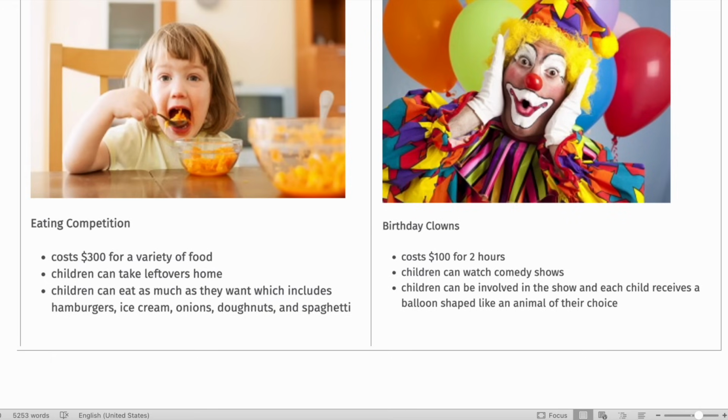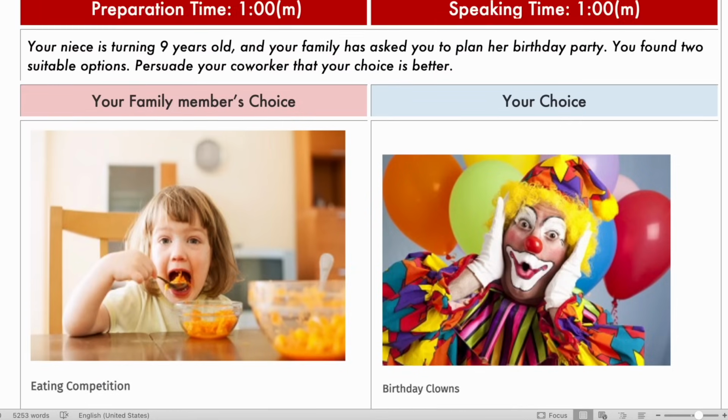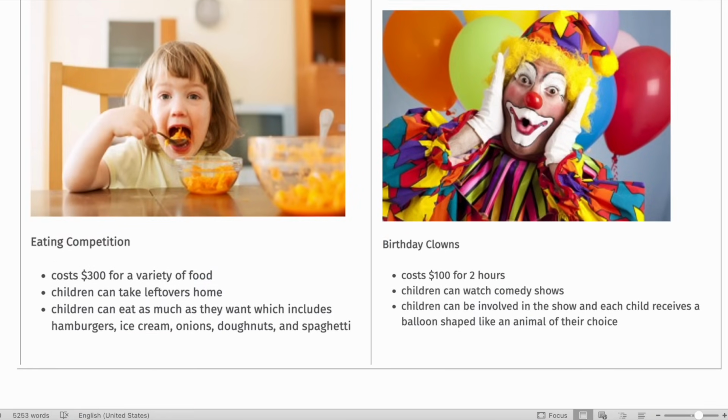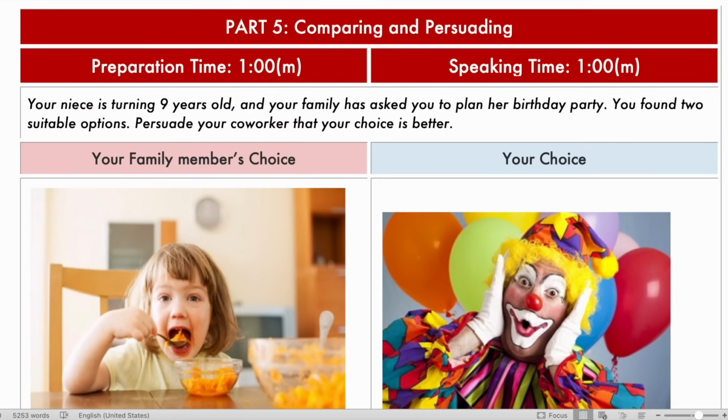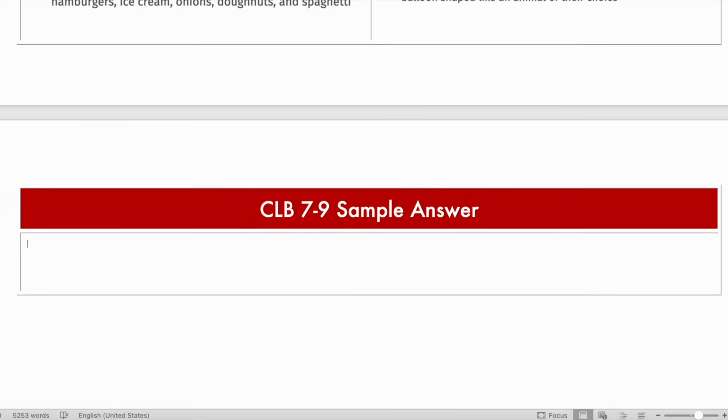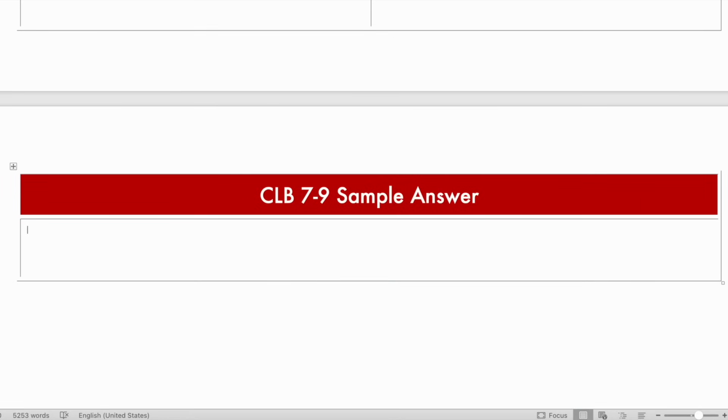Okay, so let's introduce the question. Again, the topic is we're trying to convince our family member that the clown show would be better for our niece's 9th-year birthday party. Okay, so let's start by introducing the question.